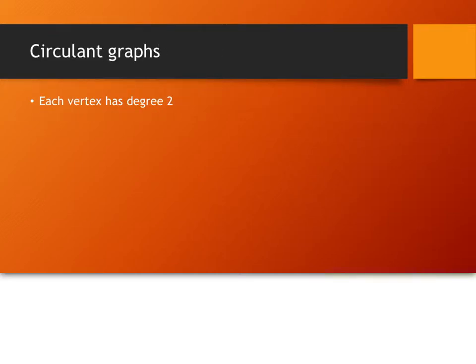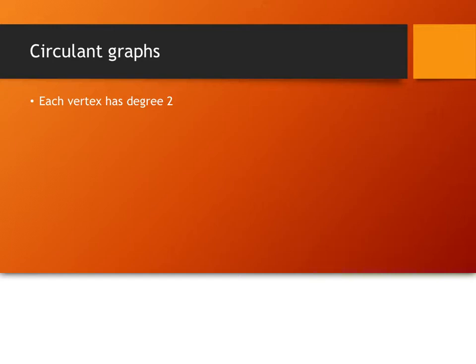All right, so we're going to look at two types of graphs. One's called circulant graphs, or some people will call them circular graphs, and the other is called complete graphs. I mentioned complete graphs earlier. We'll go into that in just a second, but let's start out with circulant graphs, or circular graphs. A circular graph is where every vertex has degree 2.